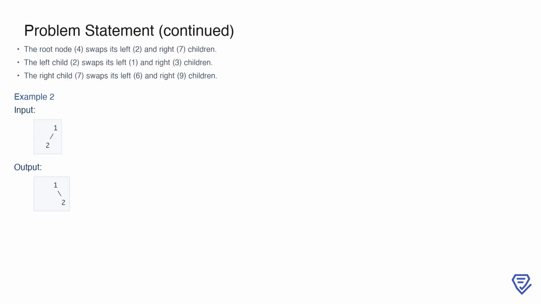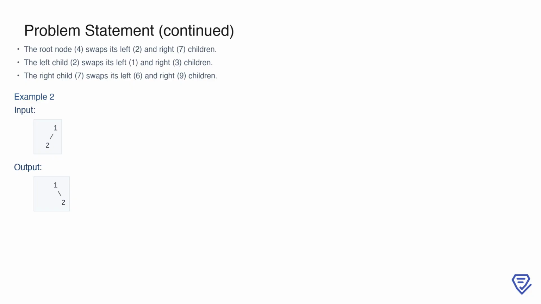Here's how the inversion happens step by step. First, the root node, 4, swaps its left child, which is 2, with its right child, which is 7. Then, at the next level, node 2 swaps its left child, 1, with its right child, 3. Meanwhile, node 7 swaps its left child, 6, with its right child, 9. This recursive swapping process continues until all nodes in the tree have had their left and right children flipped.